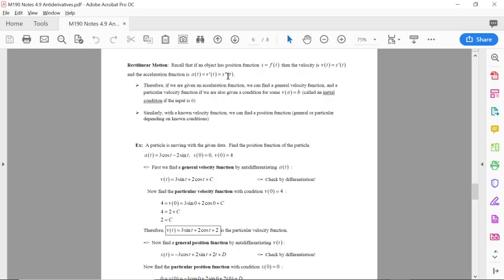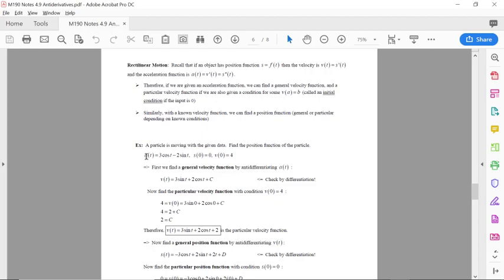Similarly, acceleration is the derivative of velocity. If we are given an acceleration function, then the antiderivative of the acceleration would be a velocity function. If we're given both acceleration and information about velocity, such as an initial velocity, or the velocity at some time within the given interval, then we can find a particular velocity function, and use that to antidifferentiate again to find a position function.